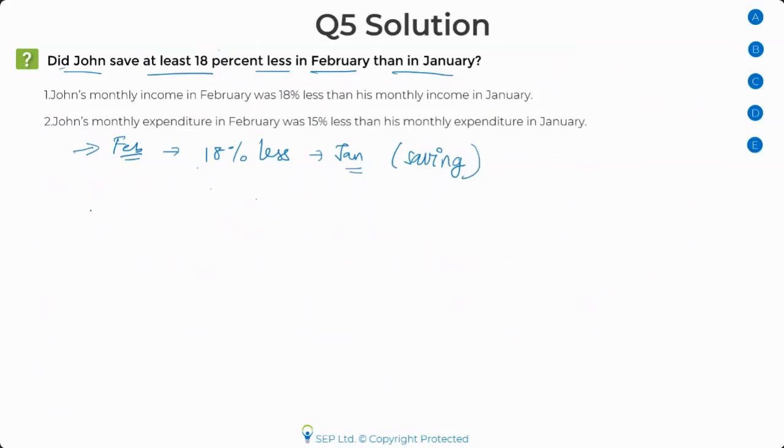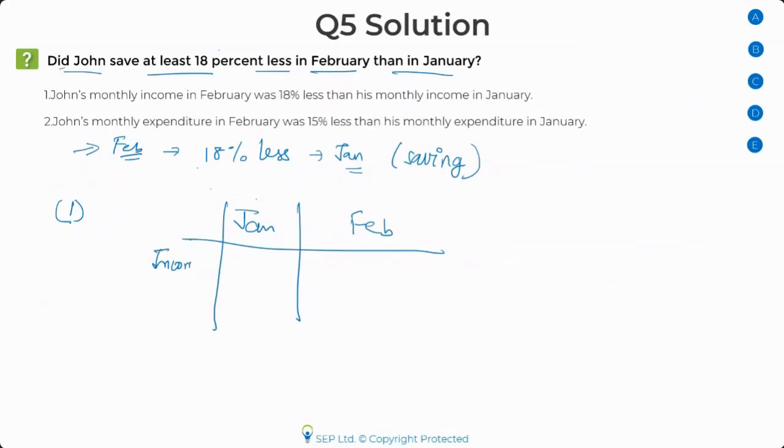The first statement is, John's monthly income in February was 18% less than his monthly income in January, okay? So let me write down Jan, Feb, and I'm talking about income. And this is where, guys, sometimes you'll notice it's important to preempt also that if I'm talking about savings and income, there's a high chance that I may end up getting some expenditure information also. So either you can very quickly skim through to see whether you have income and expenditure or not, or obviously you can go one by one also. That's totally okay. But most of the questions we're dealing with savings, income, there's always an expenditure involved.